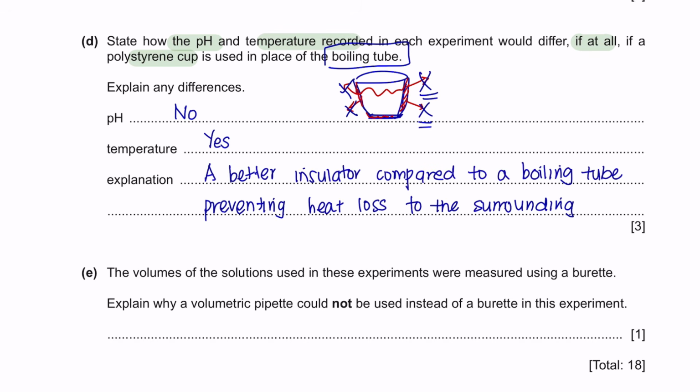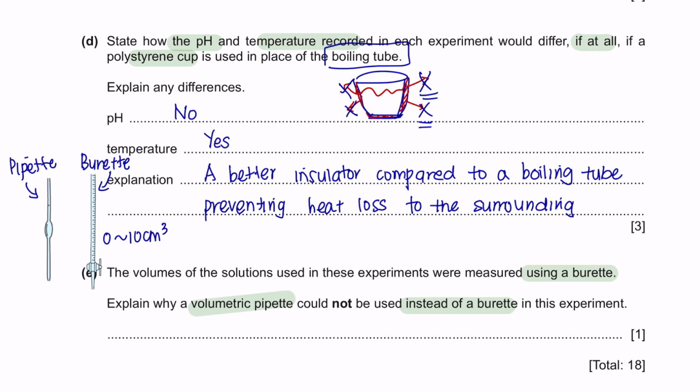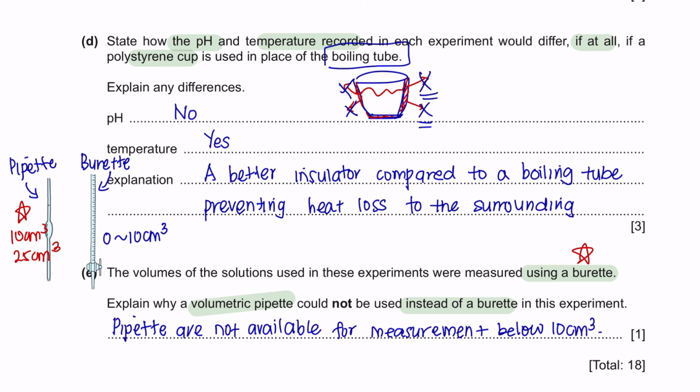Next, question E. The volumes of the solution used in these experiments were measured using a burette. Explain why a volumetric pipette could not be used instead of a burette in this experiment. The range of volume for this experiment was between 0 to 10 centimeters cubed. Burettes are the most accurate way of measuring a variable volume of liquid between 0 to 10 centimeters cubed. Hence, we use a burette in this experiment, whereas a pipette is only available in sizes of 10 centimeters cubed and 25 centimeters cubed. So this is the reason why a pipette was not used.